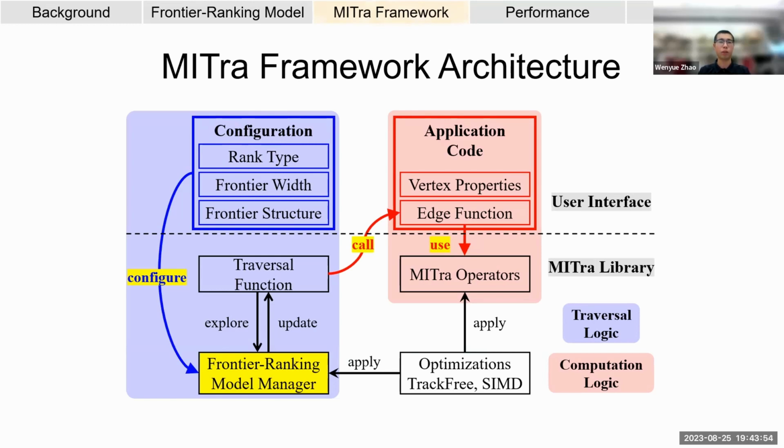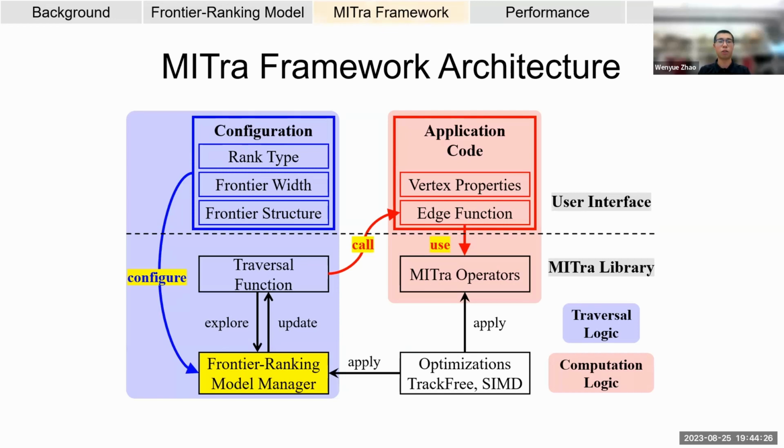For the traversal logic part on the left, the Frontier Ranking Model Manager takes the user-provided configuration. The traversal function carries out graph traversals by exploring and updating frontiers. When traversing an edge, the traversal function calls the edge function implemented by the user to invoke computation. Optimizations including track-free and SIMD are applied behind the scenes.